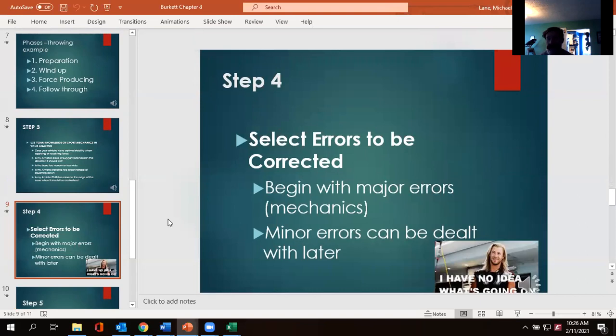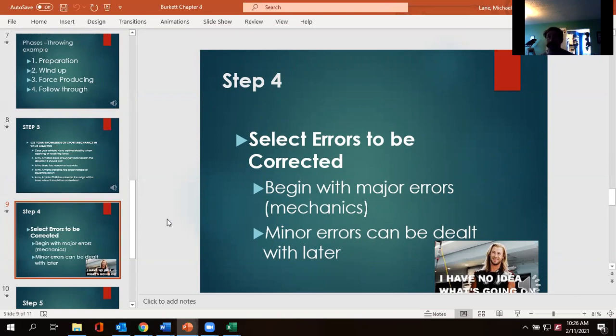Now, from there, let's figure out what errors we want to correct. The first one we want to go with are the big major errors. This is something that is biomechanically incorrect, something wrong with their mechanics that is going to increase the risk of injury. From there, we're going to go for those minor errors, the little tweaks that are going to help them perform better, but aren't going to be a legitimate risk factor for them to injure themselves.